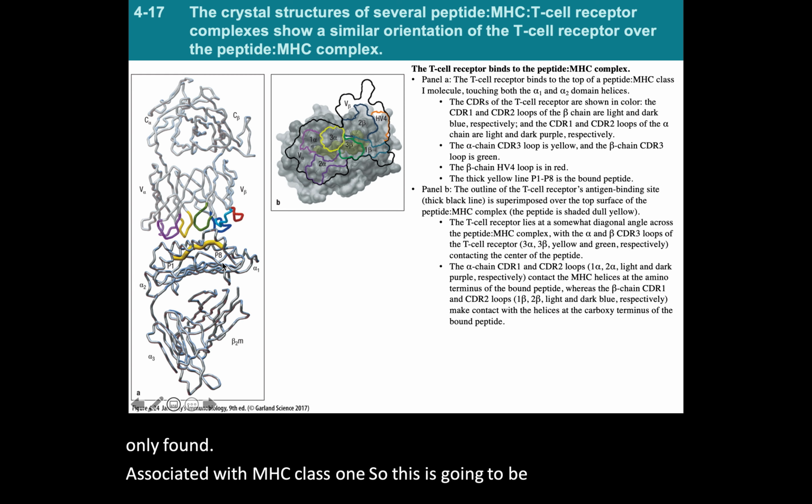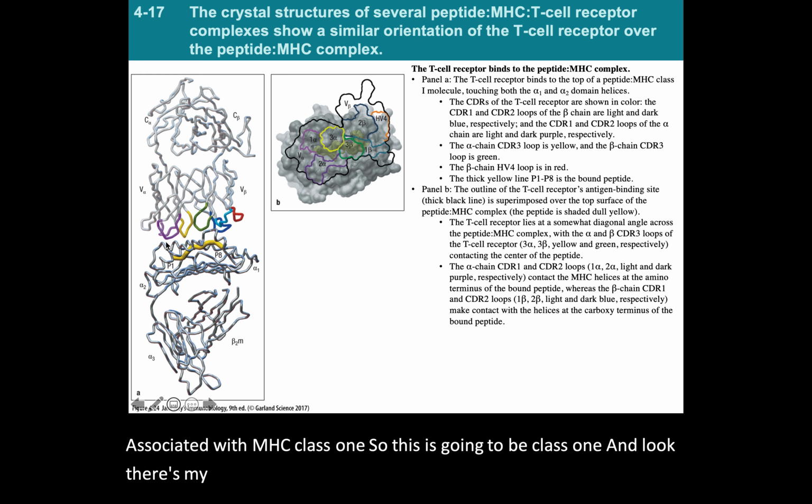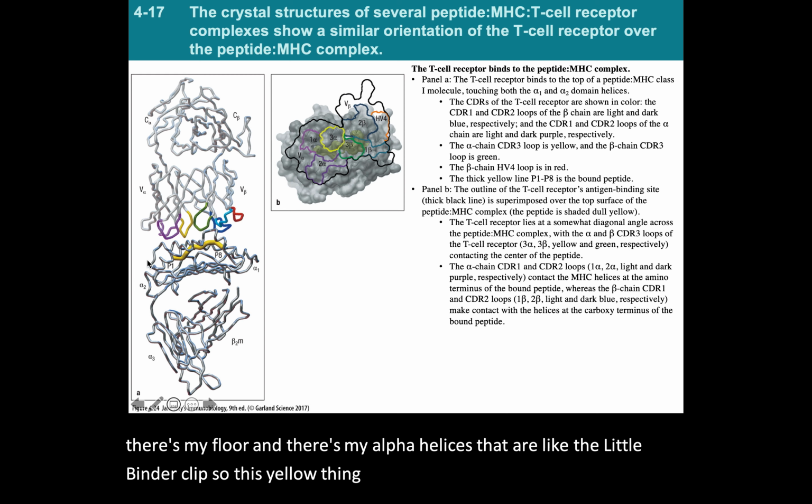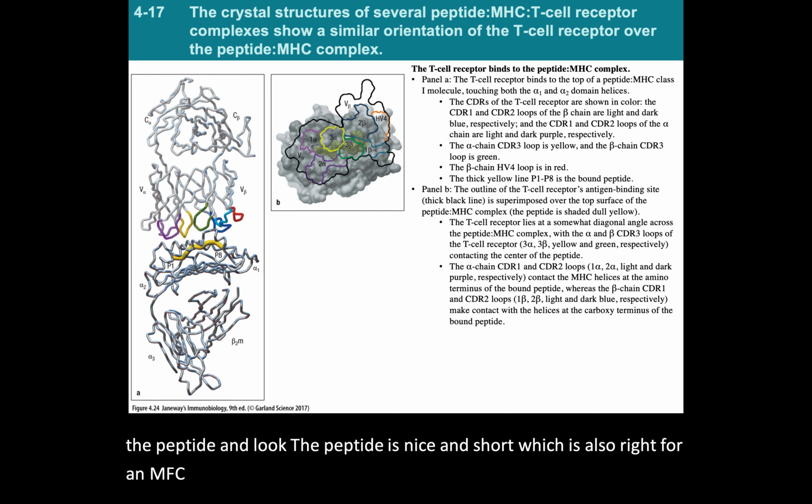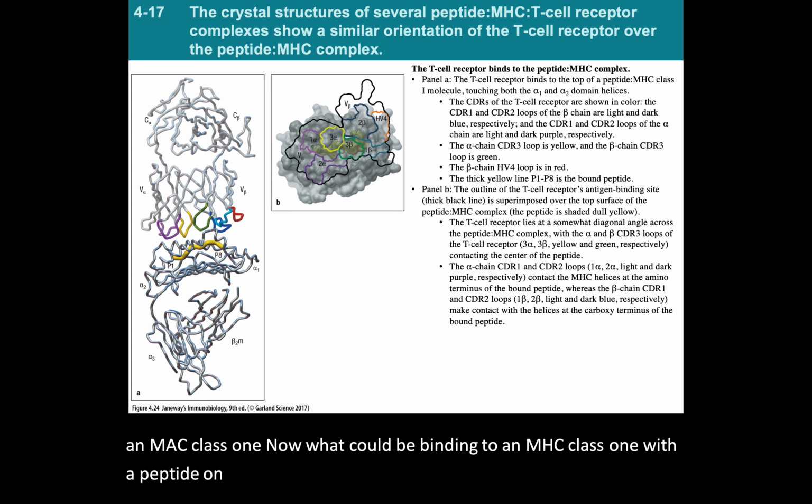And look, there's my floor, and there's my alpha helices that are like the little binder clip. And so this yellow thing that's running through there, that must be the peptide. And look, the peptide is nice and short, which is also right for an MHC class 1. Now, what could be binding to an MHC class 1 with a peptide on it? And the answer is a T cell receptor. That's the thing that binds it.